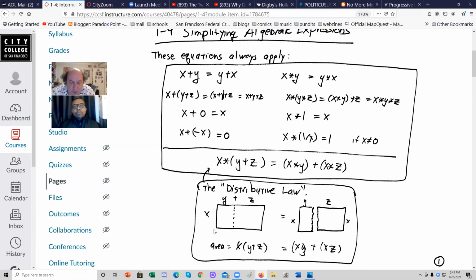I think of it in terms of geometry. Here's a rectangle with one side x, the other side y plus z. This area is x times (y plus z). But if you take this rectangle and snap it along this line here, so you have two rectangles, one x by y, the other x by z. So the area here is x times y plus x times z. And that's what this is, the distributive law.